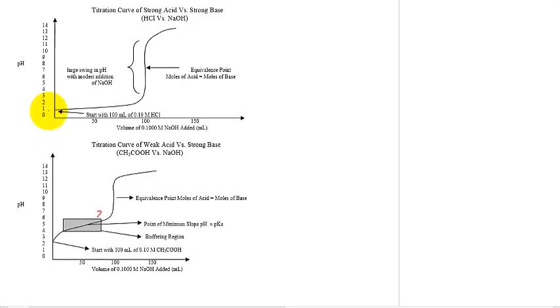In this first video, we are going to take a look at the differences between a strong acid versus a strong base titration curve with that of a weak acid versus strong base titration curve. The first characteristic of note is the starting point. You will notice that in the strong acid versus strong base titration curve, the pH starts at a fairly low value. We contrast this with that of the weak acid versus a strong base.